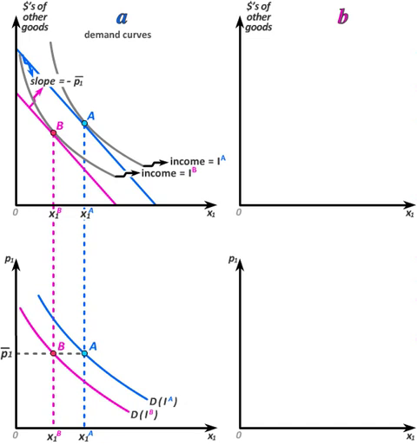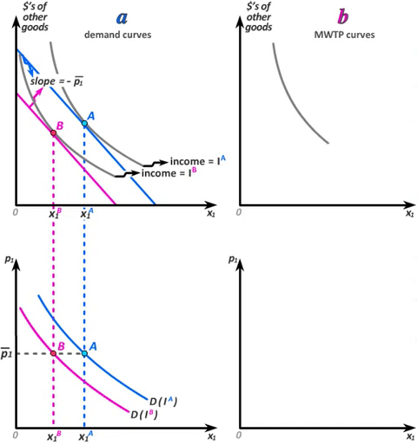Since the demand curve for the lower income level lies to the left of the demand curve for the higher income level, we've implicitly assumed that X1 is a normal good. In other words, holding prices fixed, an increase in income will cause this consumer to consume more of X1.